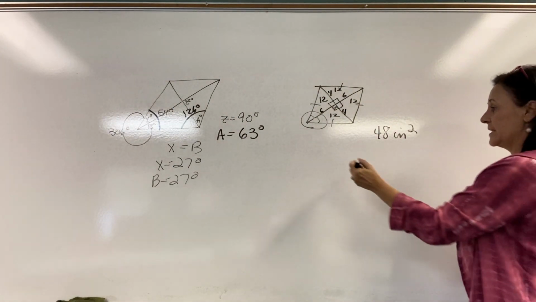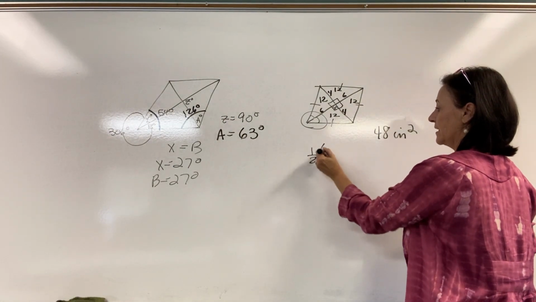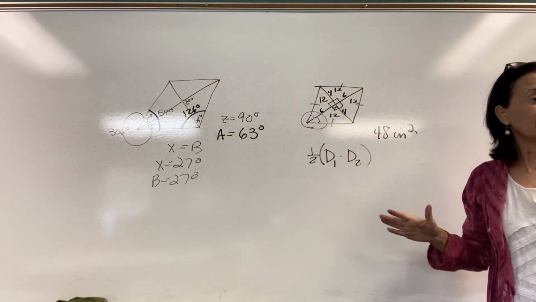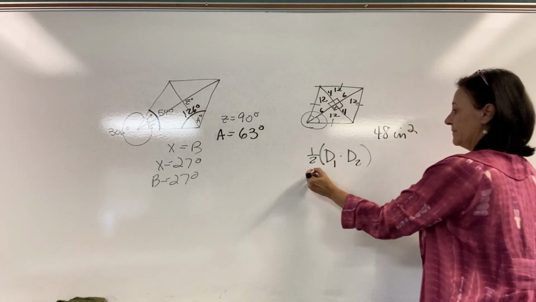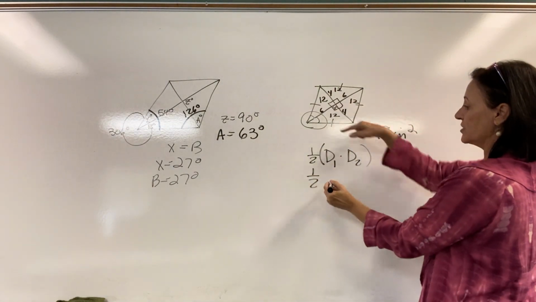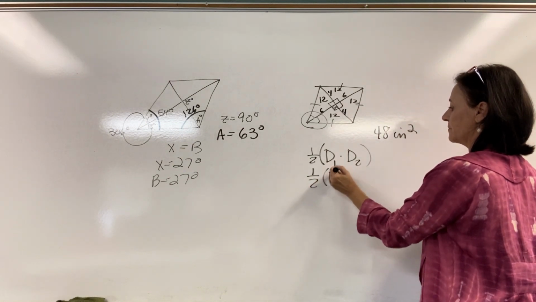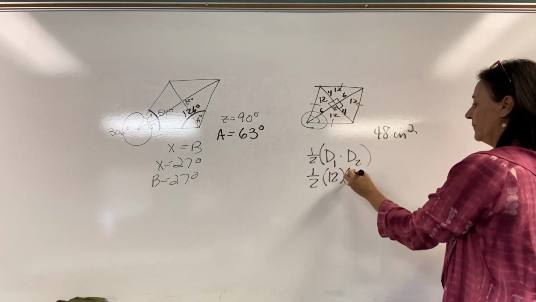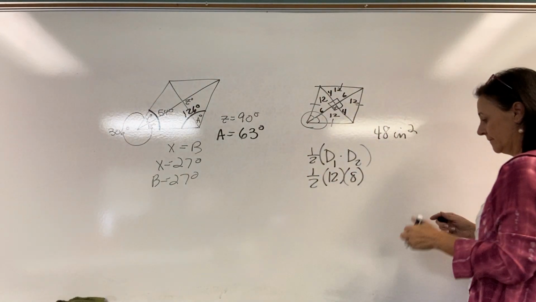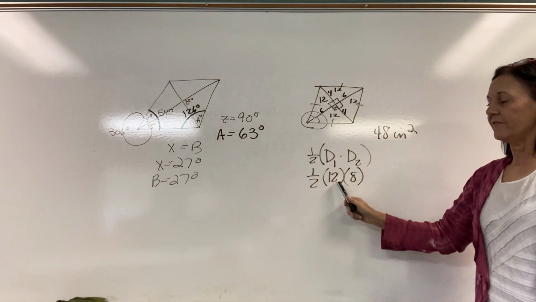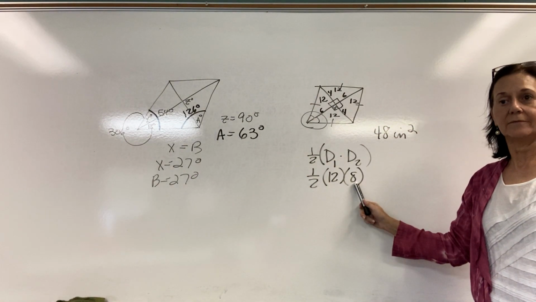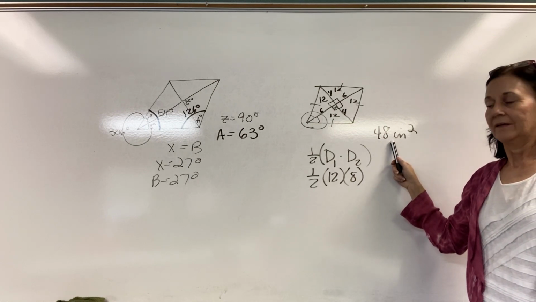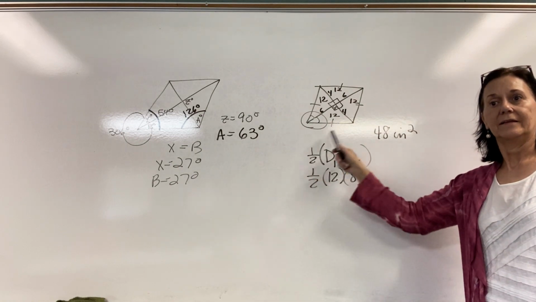Or you can take 1/2 times diagonal 1 times diagonal 2. You just multiply the diagonals. So diagonal 1 is 12, right? 6 plus 6. I added wrong in my class the other day. I used these same numbers. 4 plus 4 is 8. So what's half of 12? What's 6 times 8? 48. This piece is not in your textbook.